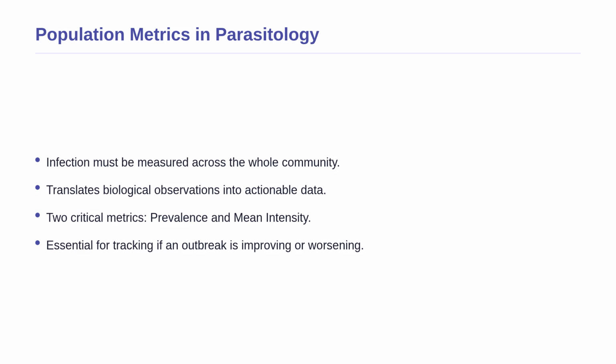Without these mathematical tools, it would be impossible to know if a parasitic outbreak is getting better or worse over time. We rely on two critical mathematical metrics to evaluate the burden of disease in a population: prevalence and mean intensity. Let us explore the first of these metrics.